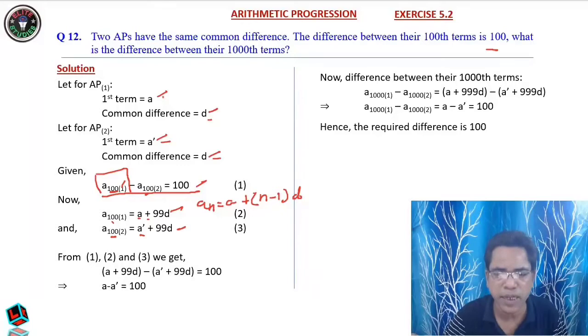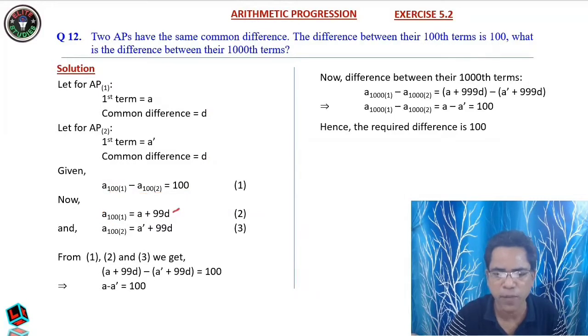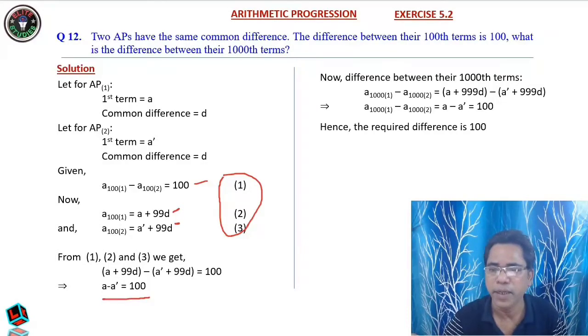Now putting the values of the 100th term of the first AP and the 100th term of the second AP in equation 1, from these equations what we get? A minus A dash is equal to 100, as I told you earlier. Now we need to get the difference between the 1000th terms. This is the 1000th term of the first AP and this is the 1000th term of the second AP. If you get the difference after cancellation, you get A minus A dash is equal to 100, hence the required difference is 100.